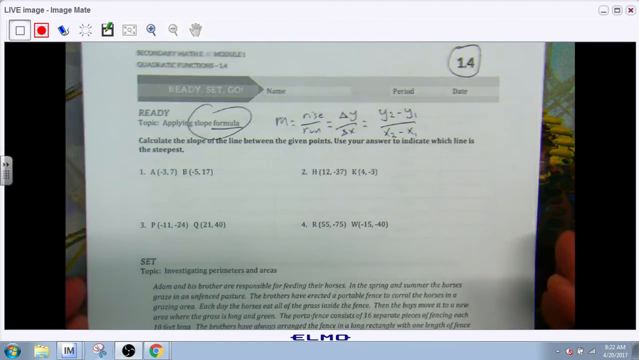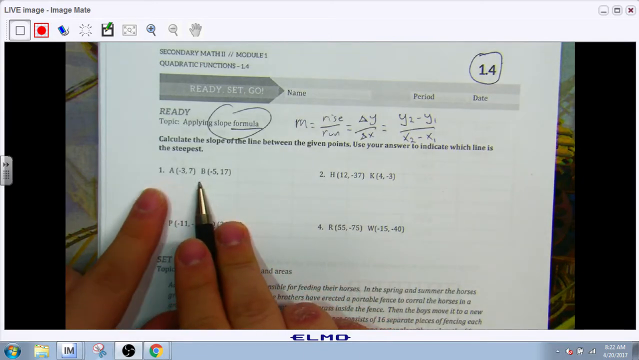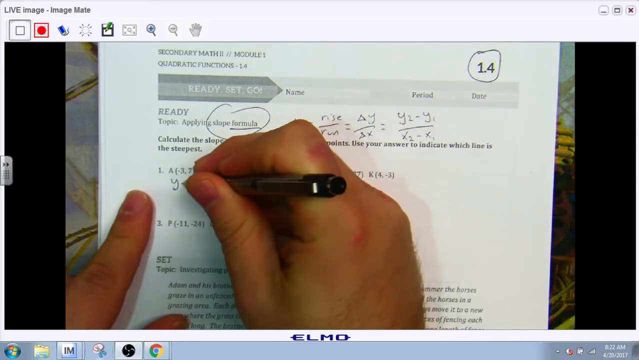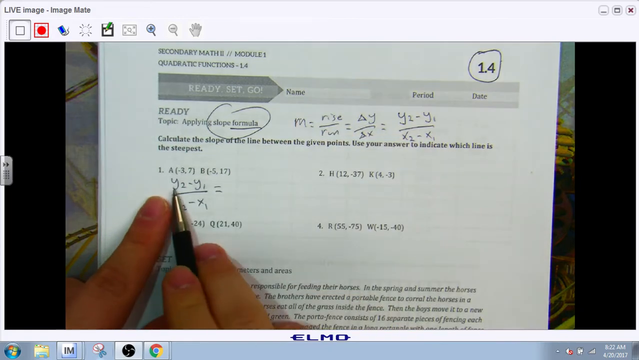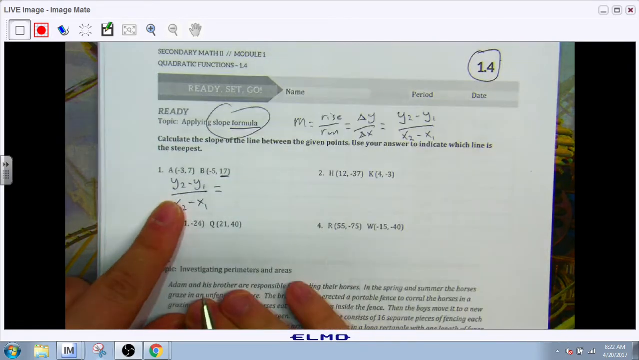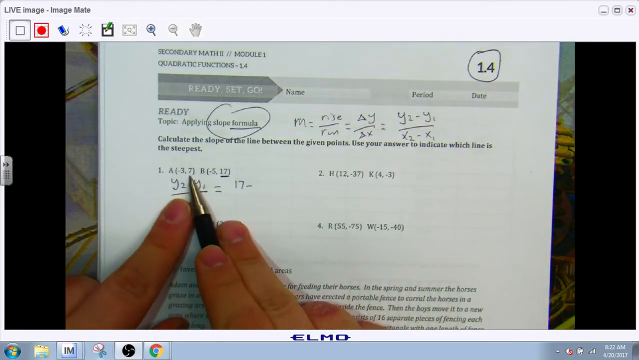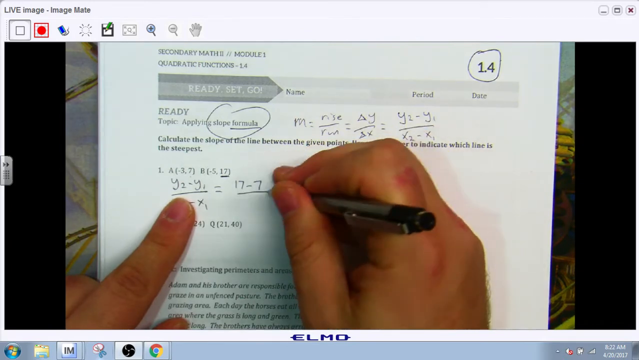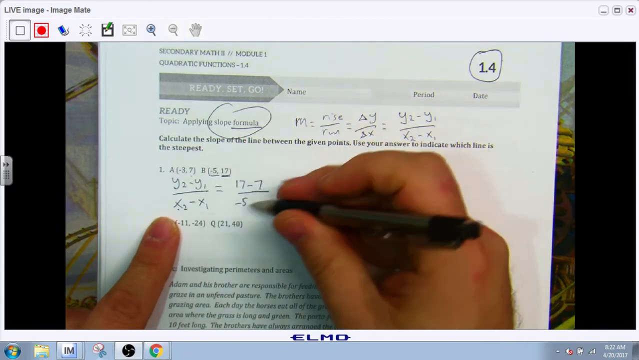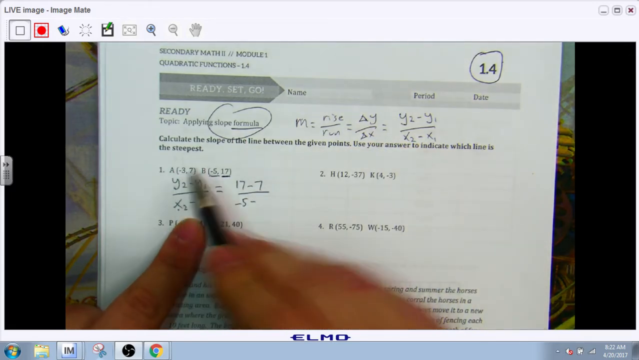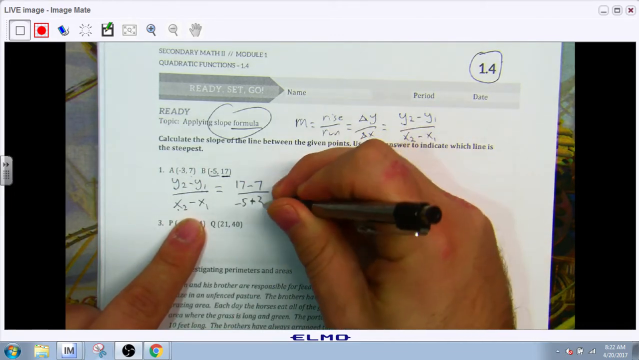So let's go ahead and do an example right here. When we look at this here, we have A and B. So these are our two points. So I'm going to apply my slope formula of y2 minus y1 all over x2 minus x1. So y2 is going to be the y value of my second point, which is 17. I'm then going to subtract y1, which is the y value of my first point, which is 7. And that's all over the x value of my second point, which is negative 5. And then I'm going to subtract the x value of my first point, which is negative 3. So I'm subtracting a negative 3, so that's the same as adding 3.